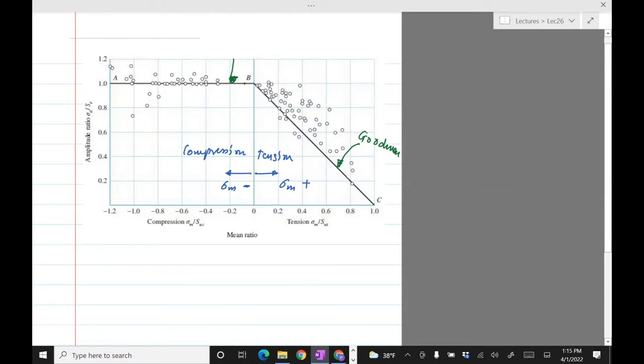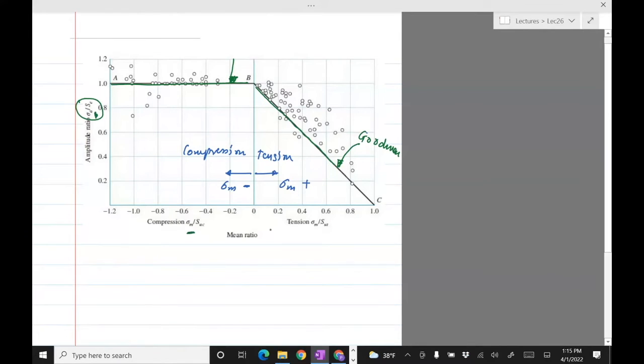So what you notice is that it has a slope like this, but it's constant in the negative region, which means that when you are in compression, it's only the alternating part, sigma A, which matters. Sigma M doesn't have any role. It's independent of sigma M. So in compression, it's only the fluctuating part which matters. It's not how much constant load you have.